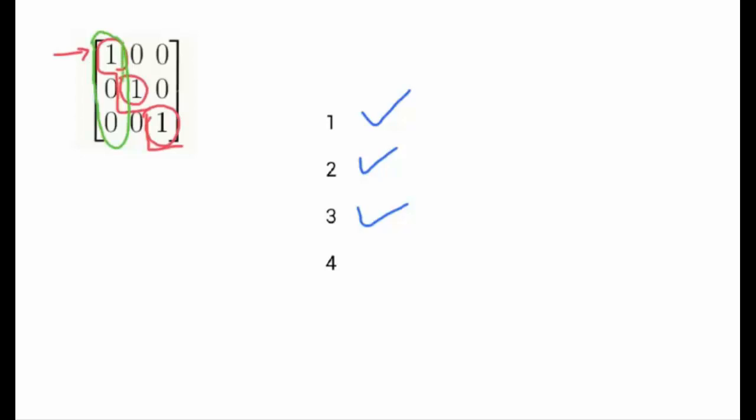If we move over to the column that contains our second leading one, all of the entries above and below this leading one again are equal to 0. And finally, checking the last column that our third leading one is in, all of the entries above this leading one are 0. So we can conclude that the fourth property is true. All of the entries above and below our leading ones are 0. So we would say that this matrix is in reduced row echelon form.